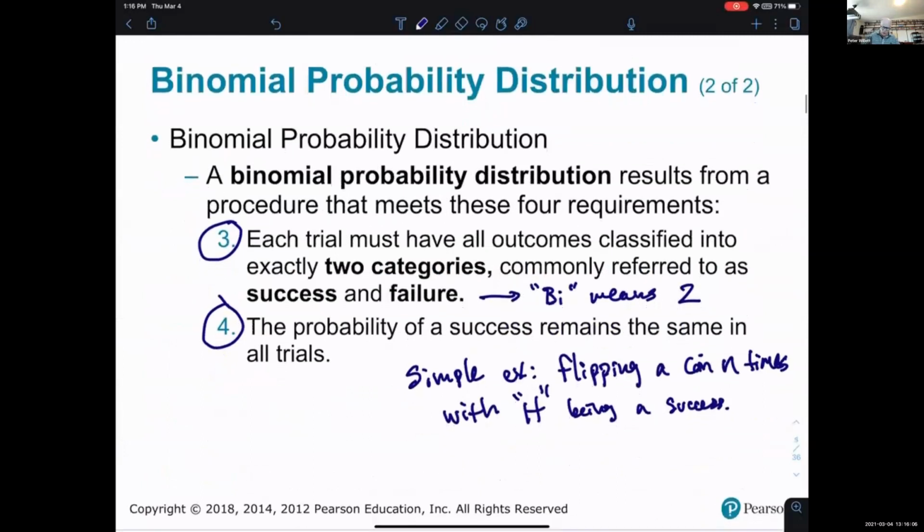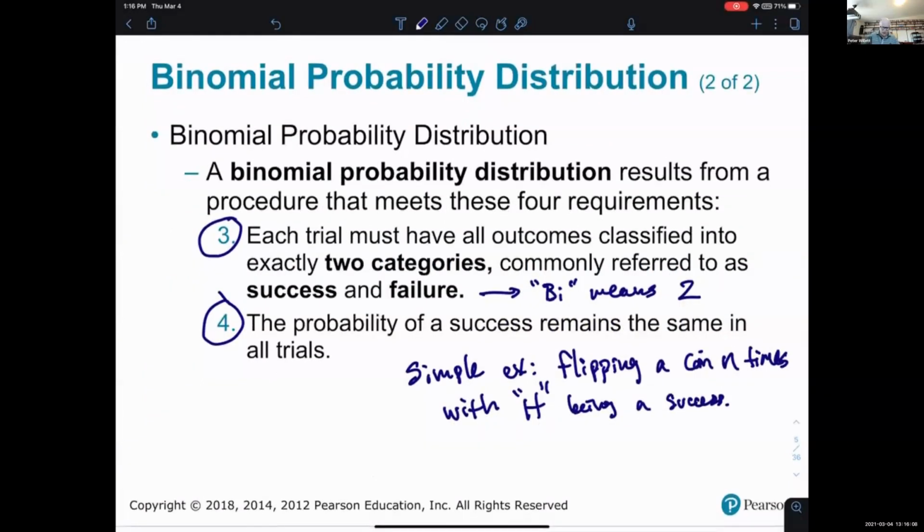3, the trial must have all outcomes classified in exactly 2 categories. So we're saying that the 2 categories are I got an even total or I got an odd total. Like 7 would be an odd total. Snake eyes, 2, that would be an even total. So even or odd, and we're going to call even a success. Then the last one, number 4, and if we can meet this, then this is a binomial distribution. If not, then it is not a binomial distribution.